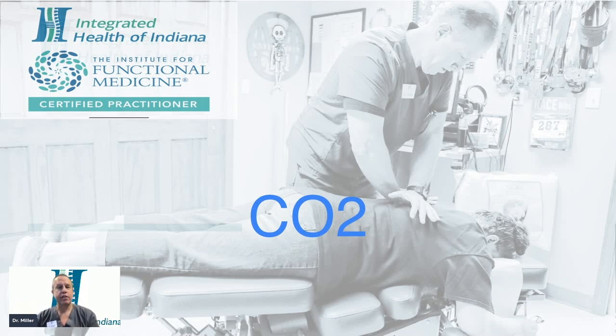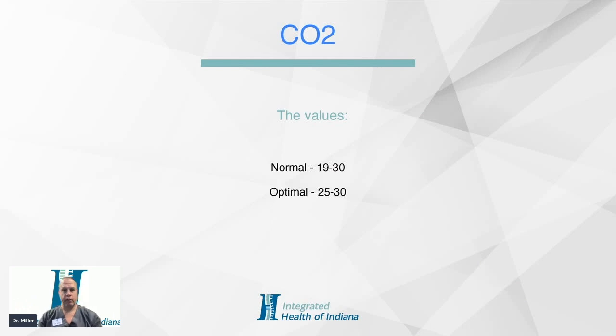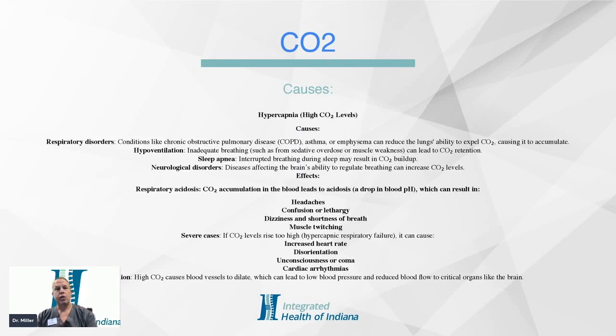And so, as we start to look at this, let's review. The normal is 19 to 30, and optimal, we tighten that up quite a bit and go 25 to 30. So, what causes hypercapnia? And that's the fancy word for too high CO2 levels.